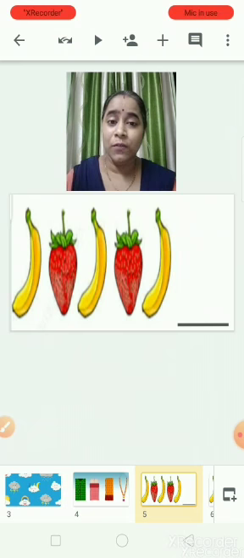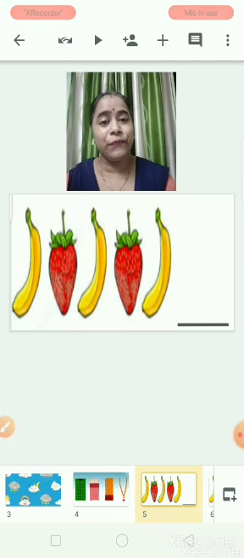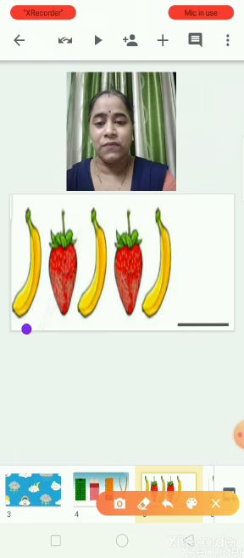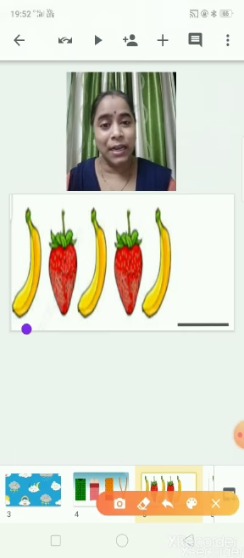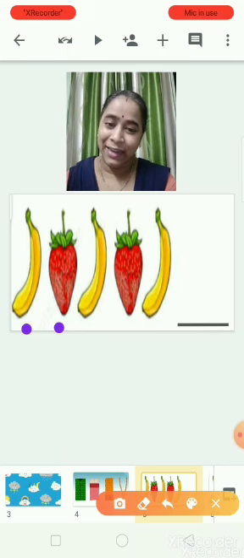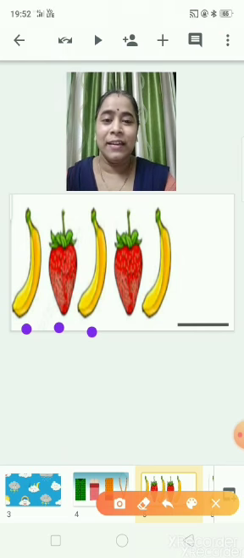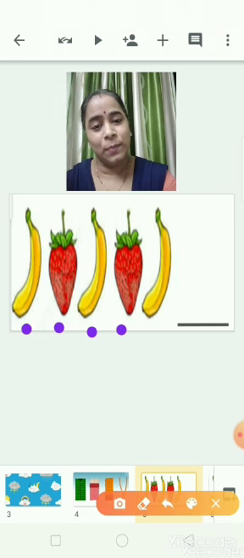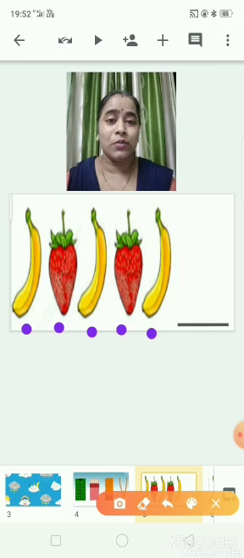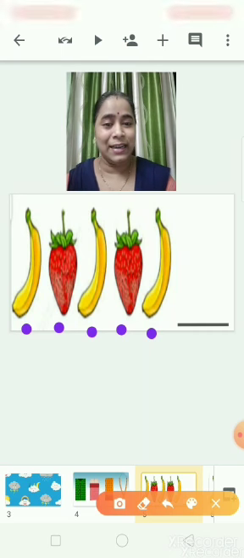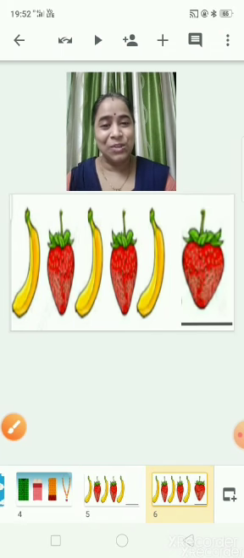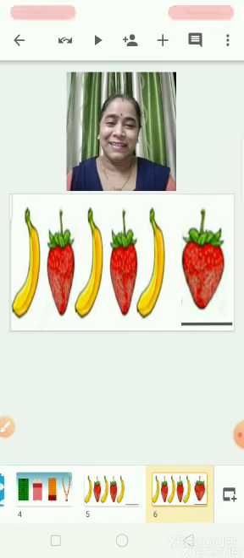Now, children, what are these? Fruits. So, which fruit is this? Banana. Then, strawberry. Then, again, banana. Then, again, strawberry. Then, again, banana. So, what is going to come next? Yes, strawberry. Correct.